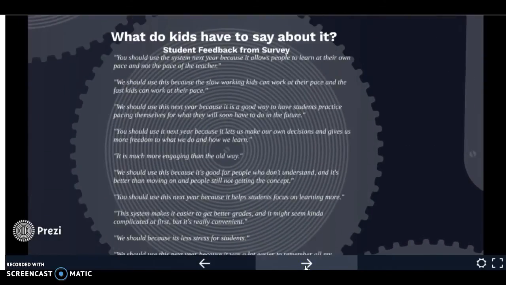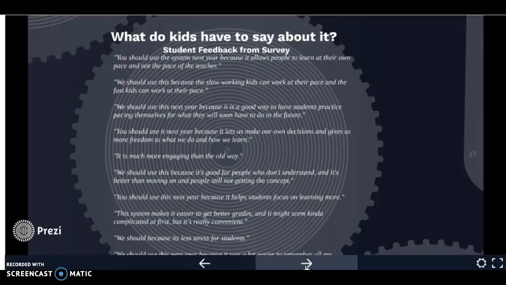In the survey, we also gave students the opportunity to explain their preference. Here are some of the insights that the students shared. You should use the system next year because it allows people to learn at their own pace and not the pace of the teacher. We should use this because the slow-working kids can work at their pace and the fast kids can work at their pace.